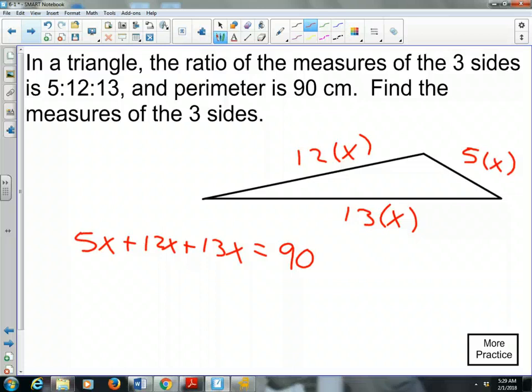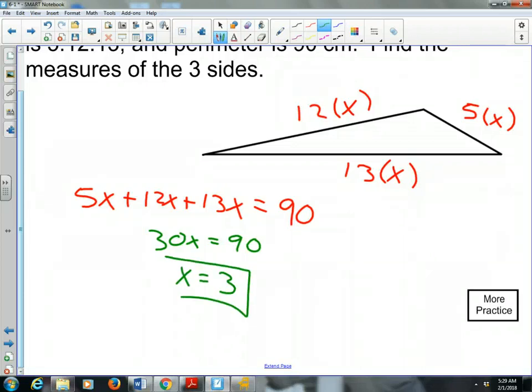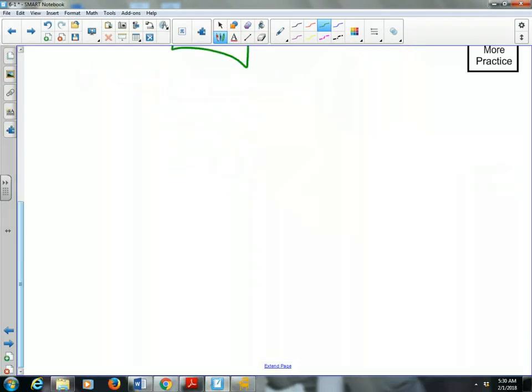Now I can find what x equals. I'm going to solve for x, and I believe I get 30x equals 90. Divide both sides by 30, so x equals 3. So if x equals 3, it says find the measures of the three sides. One side is 5 times x.